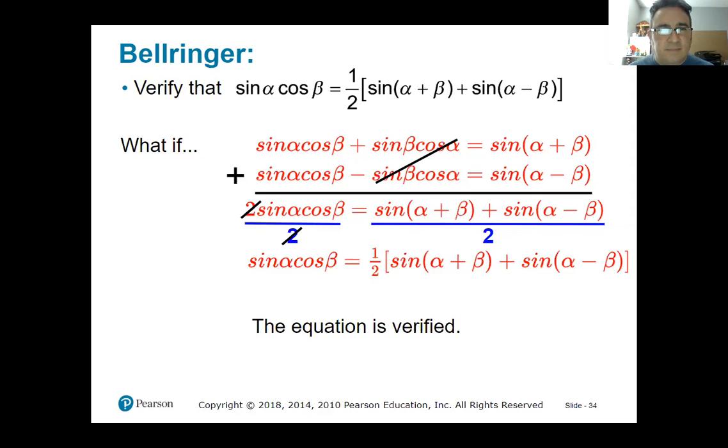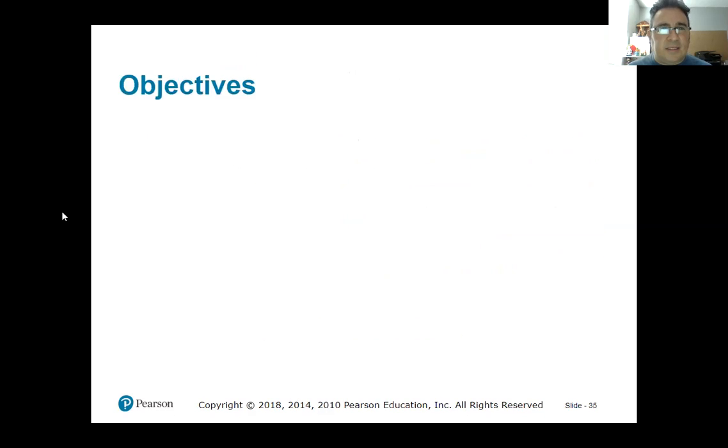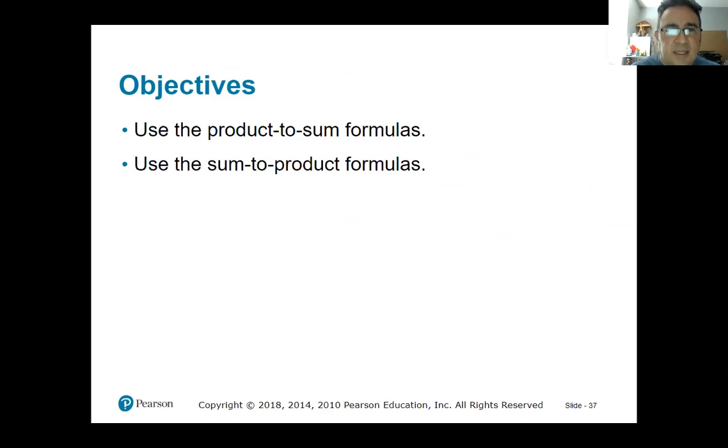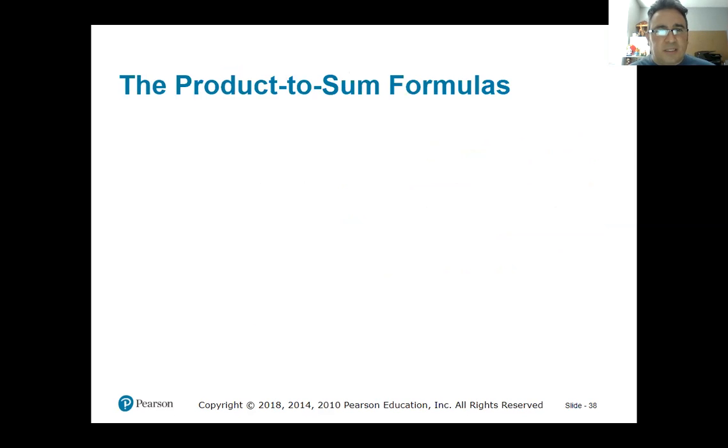All right, these are our objectives. We're going to use the product to sum formulas, and then we're going to use the sum to product formulas. They are not very difficult, like I've said before. None of the stuff that's left is difficult. It's just new, okay? And you're going to be applying all these new things together, and they are very important for next year for calc. So make sure that you commit those to memory. So let's start with our first problem, the product to sum formulas.